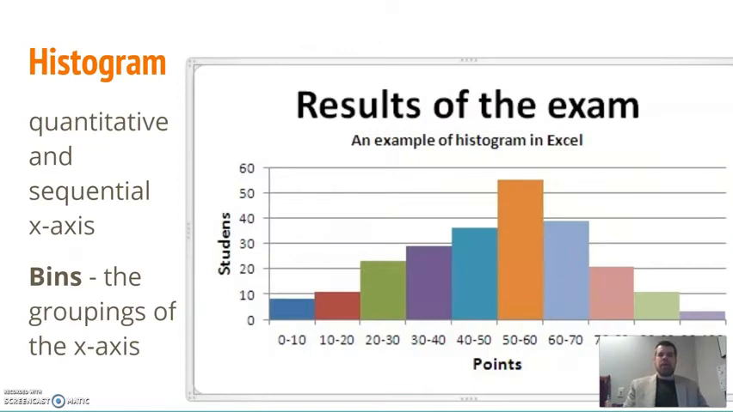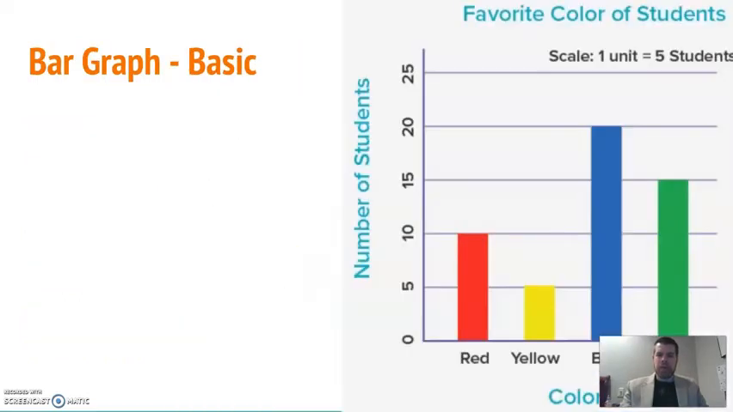And then today we're going to be talking about a histogram. A histogram is a special kind of bar graph. It's special in that the x-axis values that you see down there at the bottom have to be quantitative, which means numerical, and they have to be sequential. Okay, so compare that with our color value. This is not a histogram.